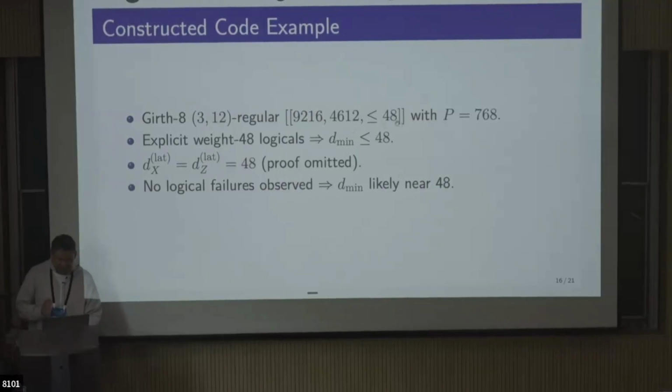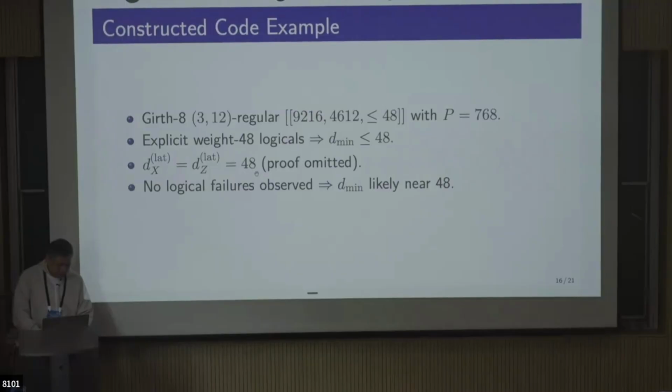It breaks the latent upper bounds. So the distance indicator is also important. So we have an explicit weight 48 logical operator. So the latent distance is exactly, we proved the latent distance is exactly 48. So that means the code breaks the latent upper bound that had been imposed by the conventional construction.